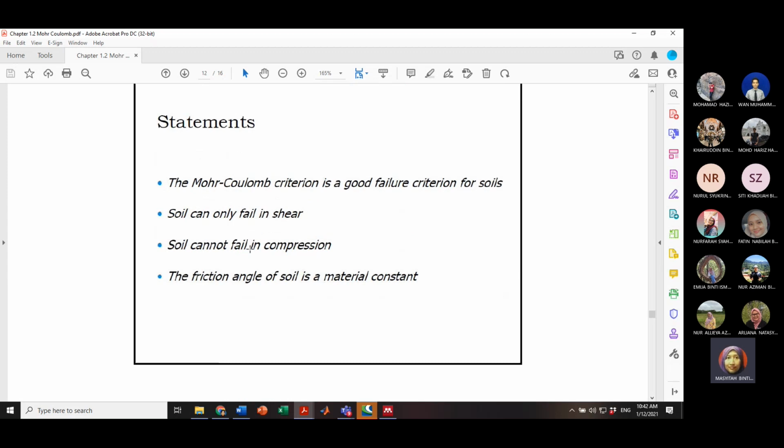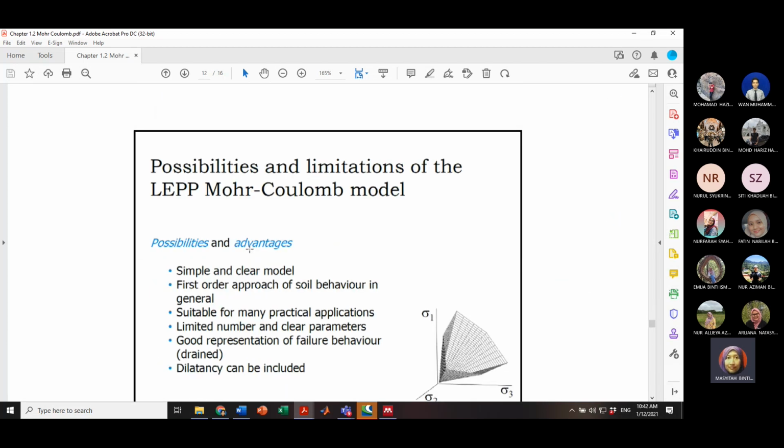Okay. The statement: the Mohr-Coulomb criterion is a good failure criterion for soil. Because of this, it is easy to understand. And the soil can only fail in shear, soil cannot fail in compression. So the friction angle of soil is a material constant.